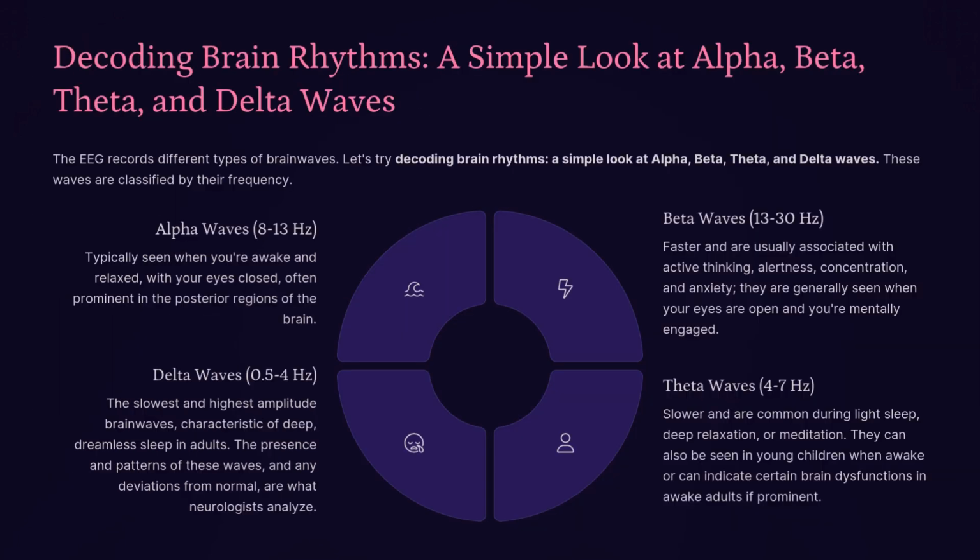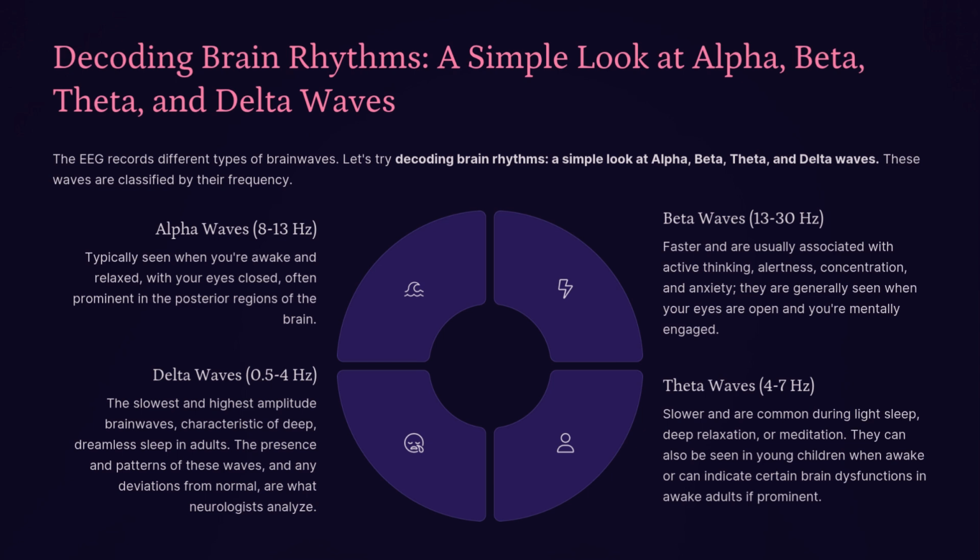Decoding brain rhythms. A simple look at alpha, beta, theta, and delta waves. The EEG records different types of brain waves. Let's try decoding brain rhythms. These waves are classified by their frequency. Alpha waves, 8 to 13 Hz, are typically seen when you're awake and relaxed, with your eyes closed, often prominent in the posterior regions of the brain.